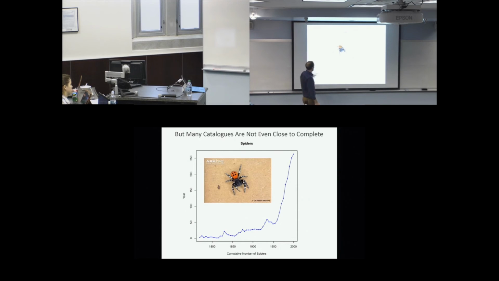If you look at arachnid spiders, this is the graph of cumulative number of spiders that we've described over time. So good luck fitting that, right? Good luck trying to estimate where that is going to. It's infinity, if you want to know. But it's obviously not infinity. So you need new methods to back out and figure this out.